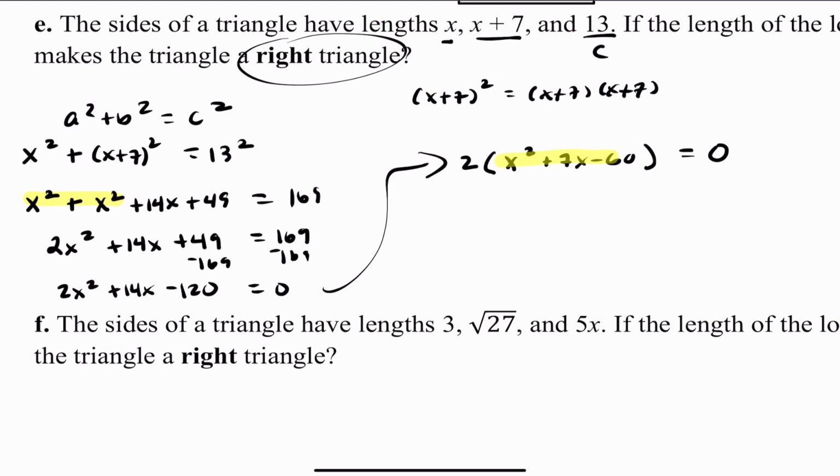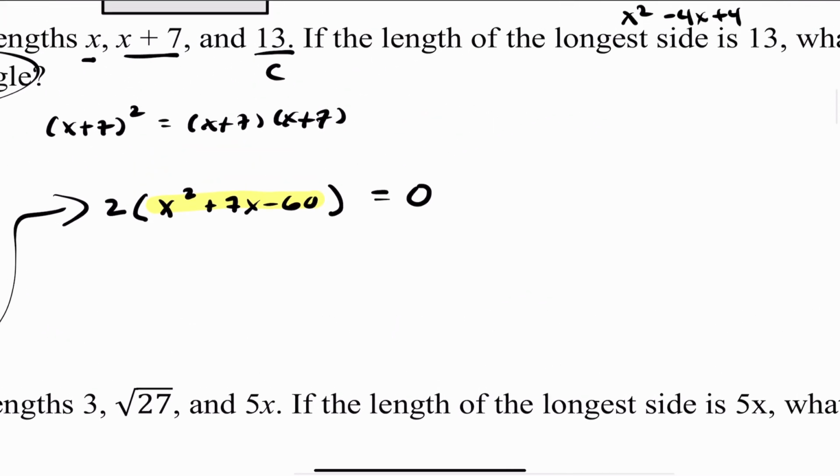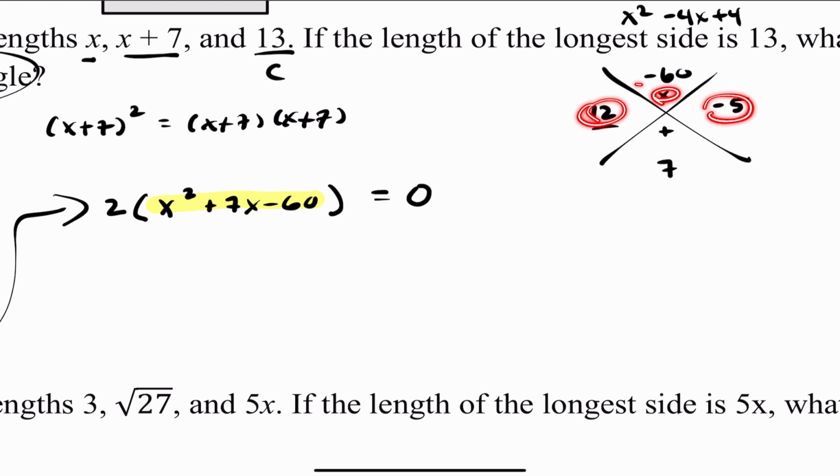So then if I pay attention to this trinomial, I can use the x method for that. So I'm going to draw my x. Negative 60 goes up top. 7 goes in the bottom. What two numbers multiply together to give me negative 60 but add to 7? Well, I'm thinking 12 and negative 5, because 12 times negative 5 is negative 60, and 12 plus negative 5 is just 7. So these two factors do work. So I write 2 times x plus 12 times x minus 5 equals 0.